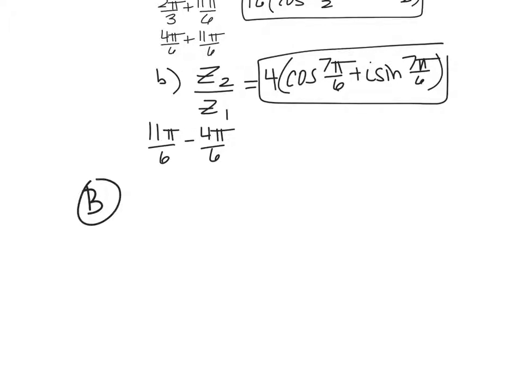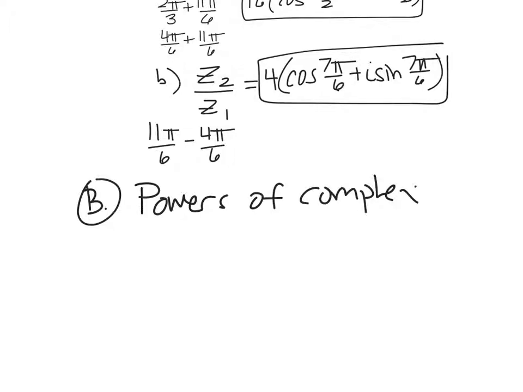Now that wasn't de Moivre's theorem. That was just product and quotient of two complex numbers in polar form. Here comes de Moivre's theorem. De Moivre's theorem is all about powers of complex numbers. And this one's pretty cool.